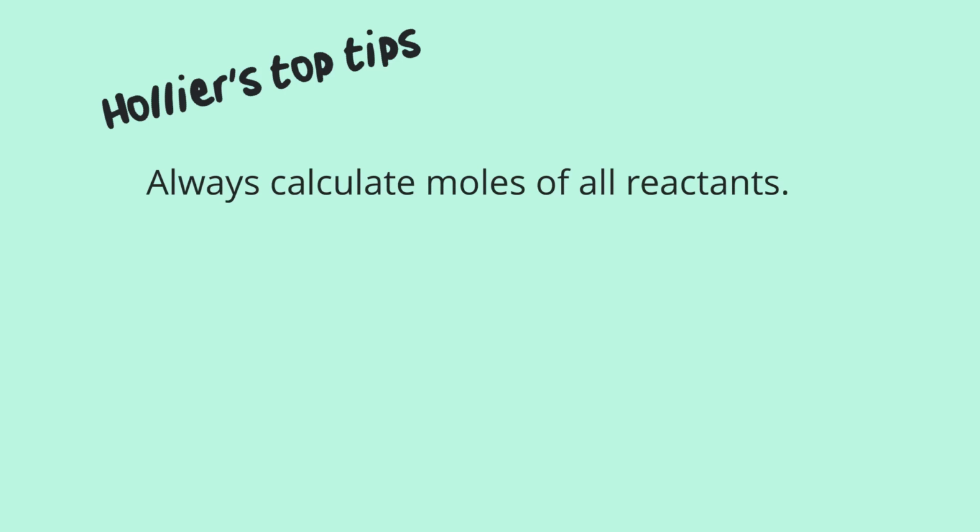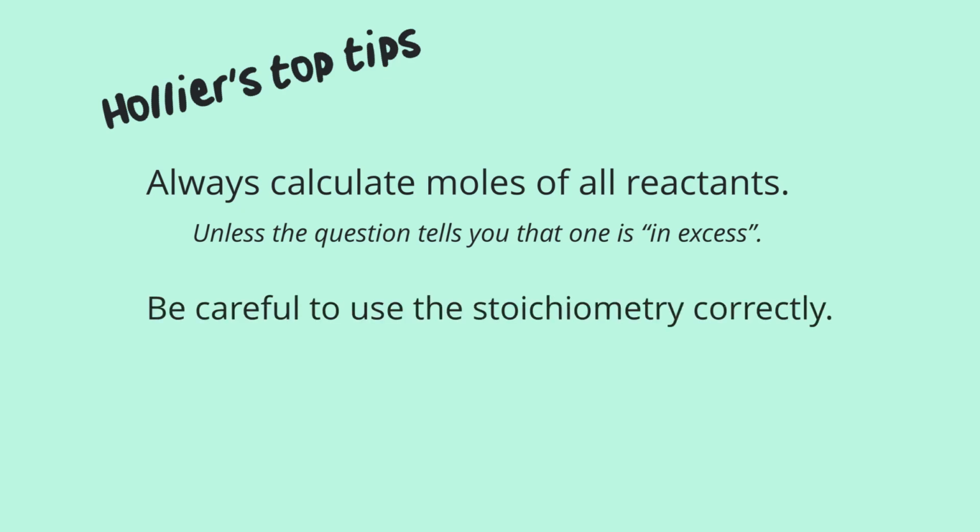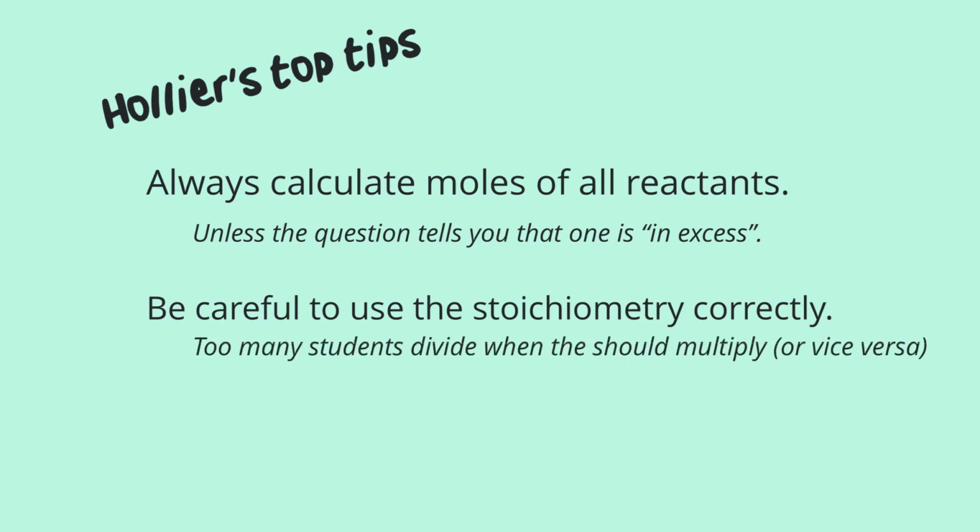So Hollier's top tips for limiting reagents. Always calculate moles of all reactants. The only time you wouldn't do that is if the question tells you already that one of them is in excess. Otherwise, you've got to do the calculations for both of them. Be careful to use the stoichiometry correctly. There are too many students who multiply when they should be dividing or divide when they should be multiplying. You've really got to think about it.